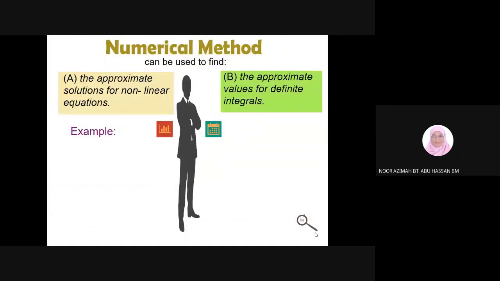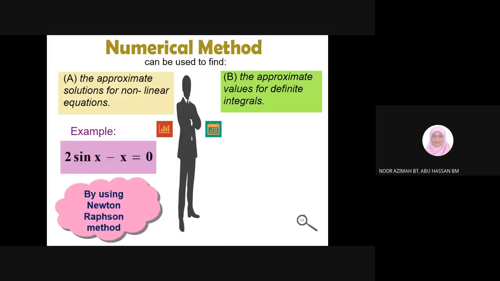Okay, numerical method. It can be used to find these 2 options here. Meaning that to find the appropriate solution for nonlinear equation, an example of a nonlinear equation is like this. If you are given an equation of 2 sine x minus x equals to 0, this is a nonlinear equation. So for this type of question, we will use Newton-Raphson method.